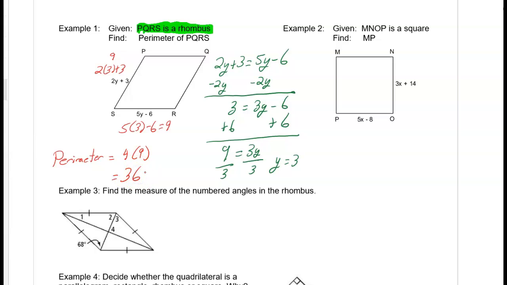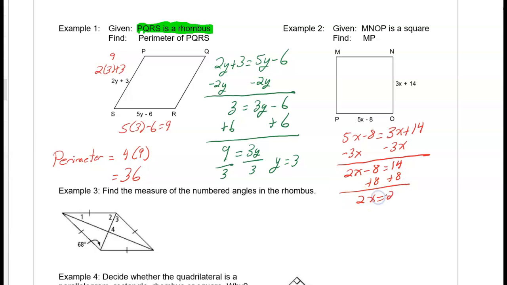In problem number 2, we have a square. So again, in a square, we know that all four sides are equal. So we know that 5x minus 8 is equal to 3x plus 14. And let's solve that problem. Subtract 3x from both sides. 2x minus 8 is 14. Add 8 to both sides. 2x is 22. Divide by 2. x is equal to 11.